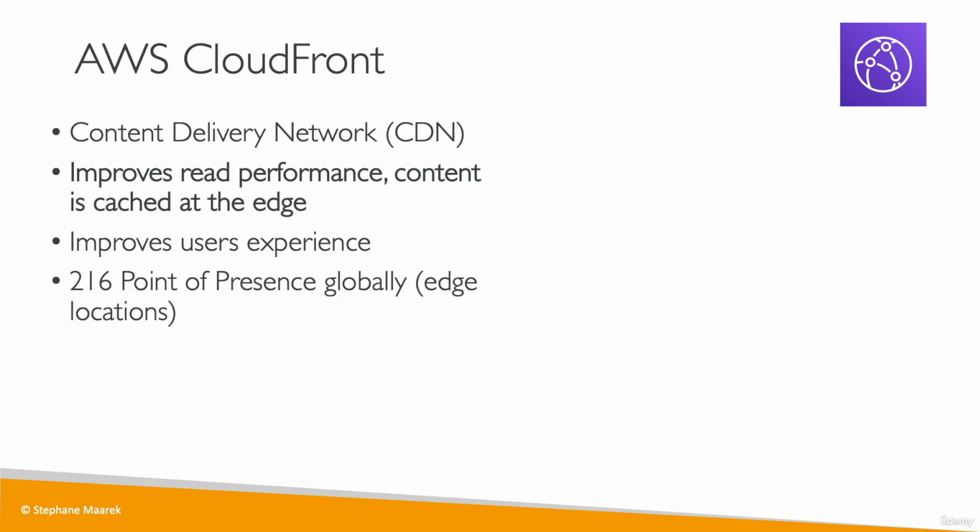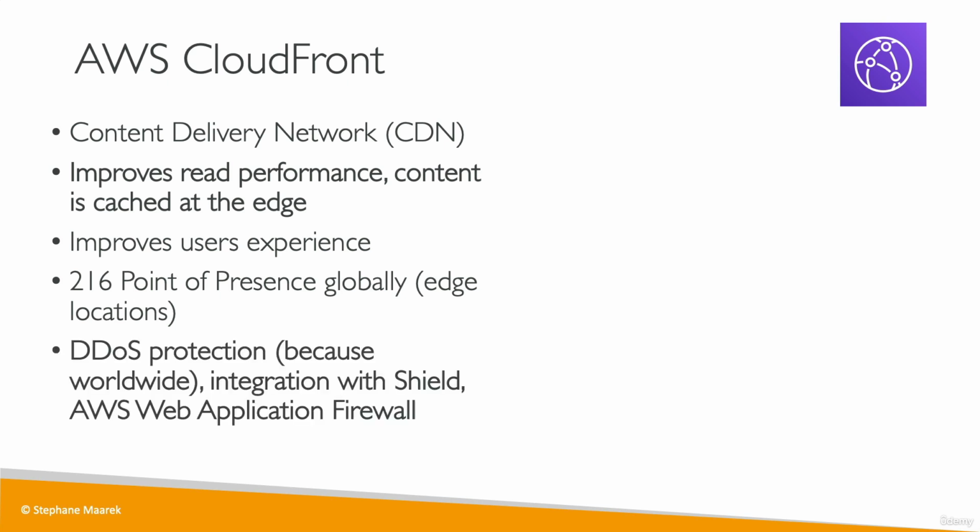CloudFront is made of 216 points of presence globally, which correspond to the AWS edge locations around the world, and AWS keeps on adding locations to improve user experience even further everywhere. On top of it, by having the content distributed globally, we are getting DDoS protection. DDoS is a sort of attack where all your servers around the world are getting attacked at the same time. We'll see this later on in this course. And the idea is that because your application is worldwide, you're protected against these attacks, also using something called Shield and Web Application Firewall that we will be seeing in the security section.